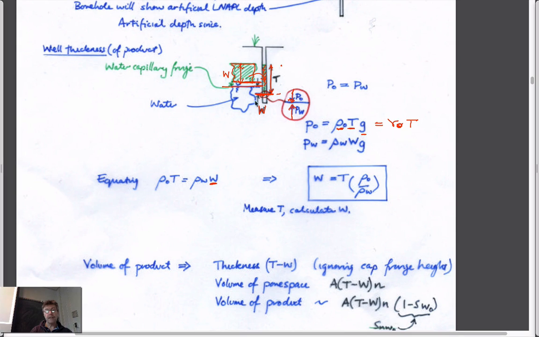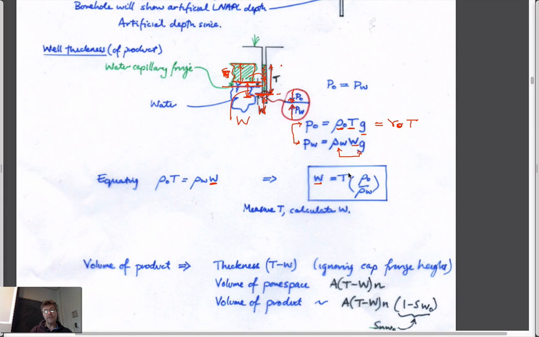The pressure acting up has to be the pressure in the water acting up here, and that has to be equal to the height of water below the water table, which is W, multiplied by the unit weight of water, which is the product of these two components. Since we know that these have to be equal to each other, we can just equate them, and we get a simple ratio.